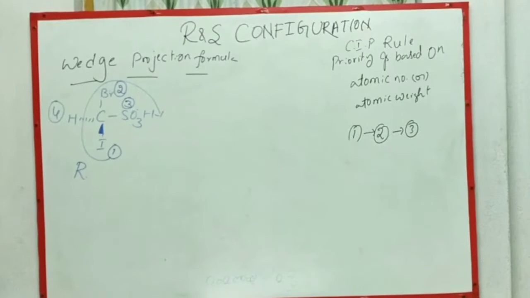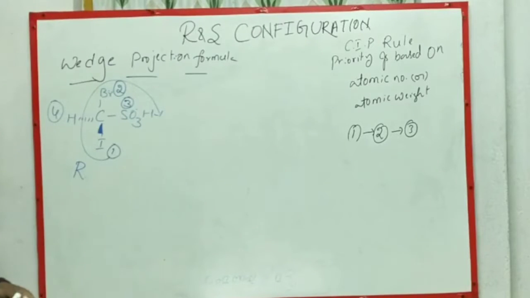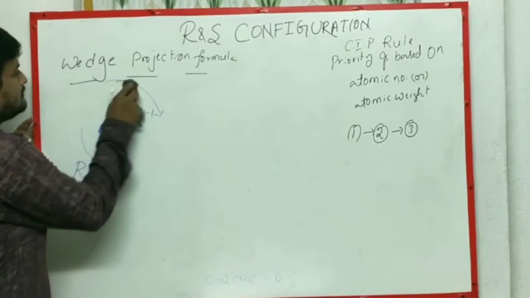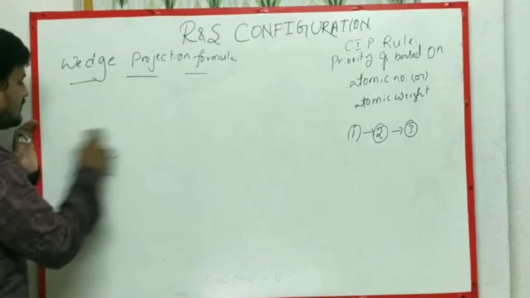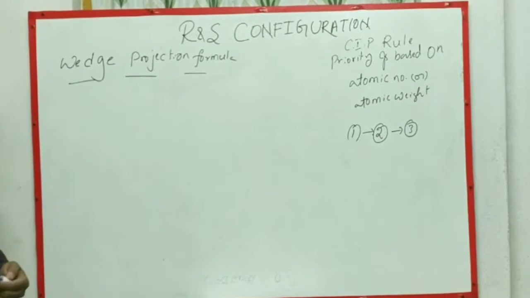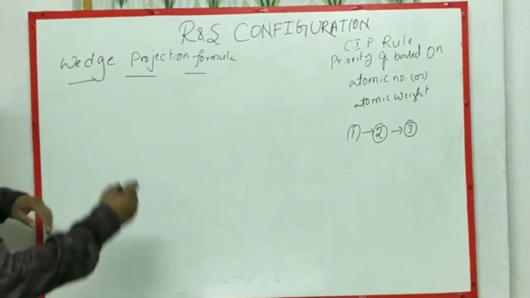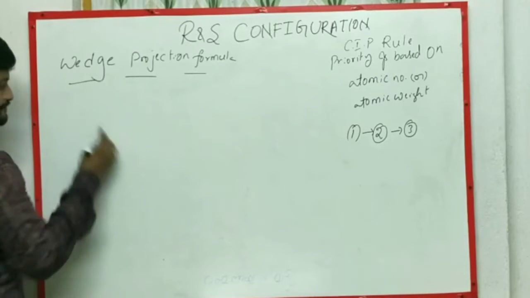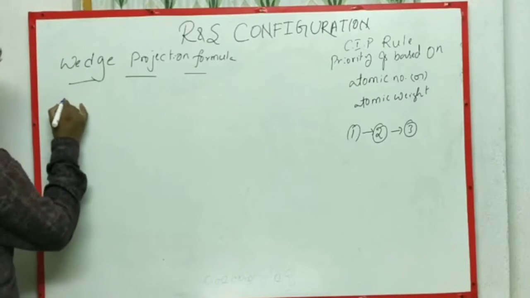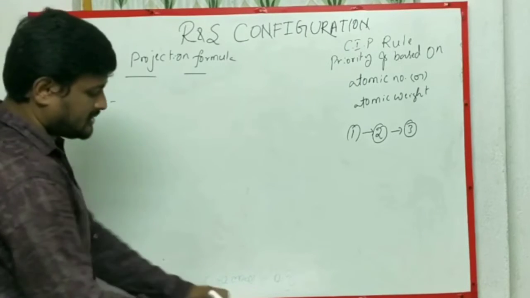Okay, clear? Actually, here I am giving the examples of R and S. Here one point is there. In the wedge projection formula, there are two cases. What are the two cases of the wedge projection formula? The first case, case 1. What is case 1?